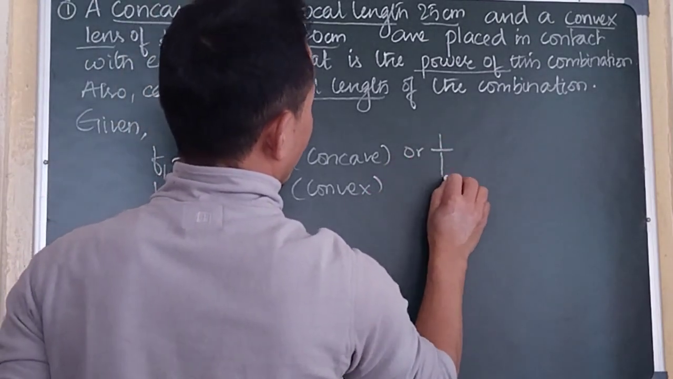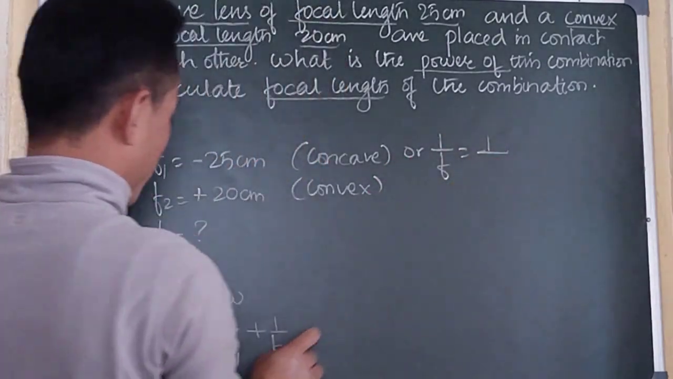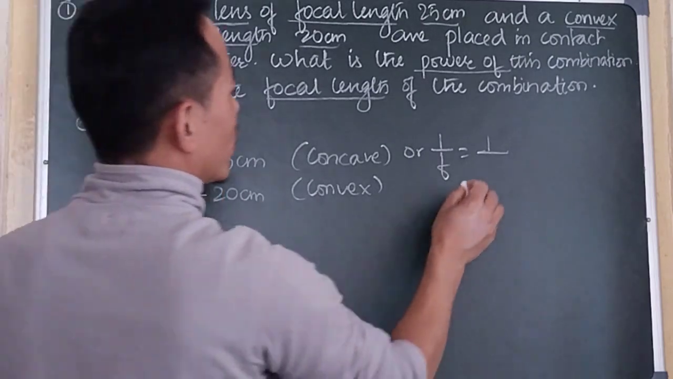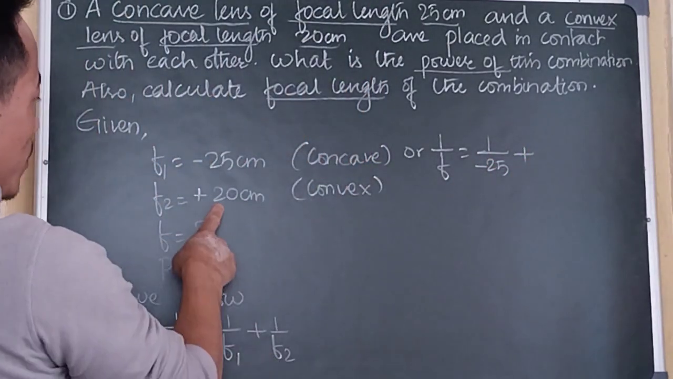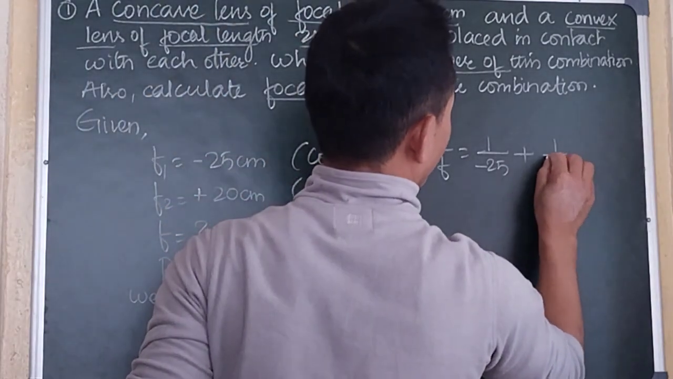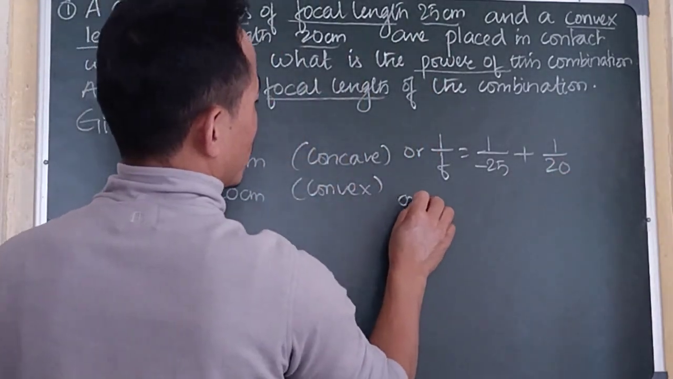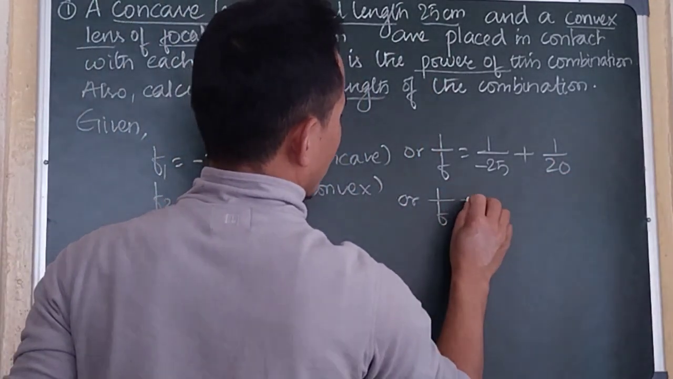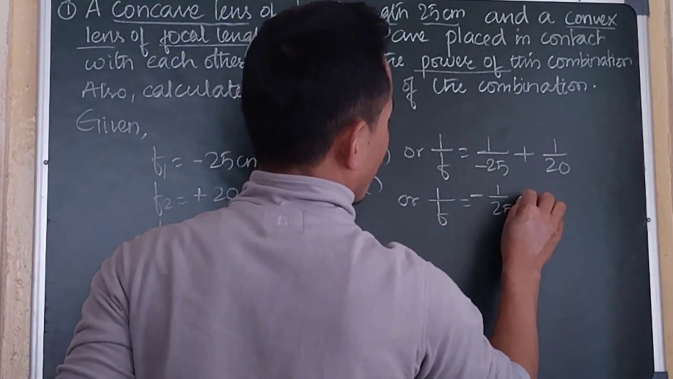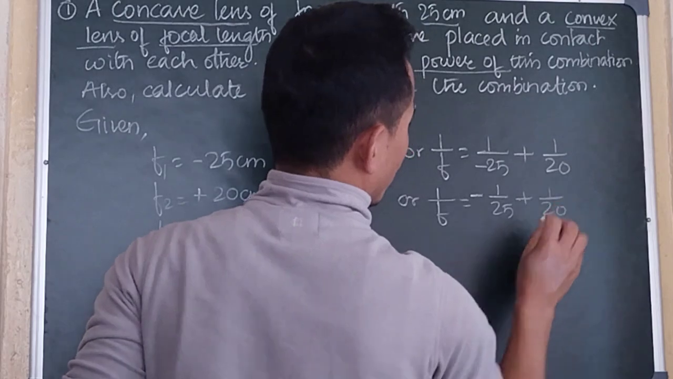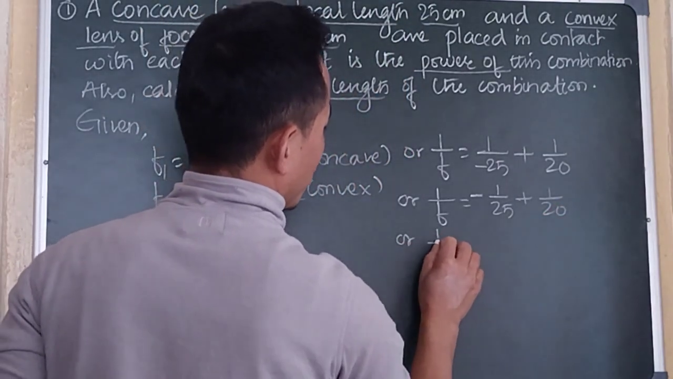Or 1 by f is equal to 1 divided by f1, which is minus 25, plus f2, which is plus 20. So this becomes 1 divided by 20. So you can write this as 1 by f is equal to minus 1 by 25 plus 1 divided by 20. Now take the LCM.